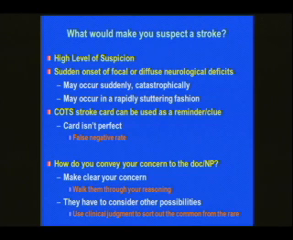So again, in the field, what would make you think about a stroke? First of all, you have to have a high level of suspicion. And then the key feature that you're looking for is a sudden onset of neurological deficits.